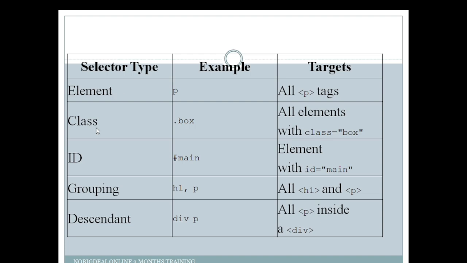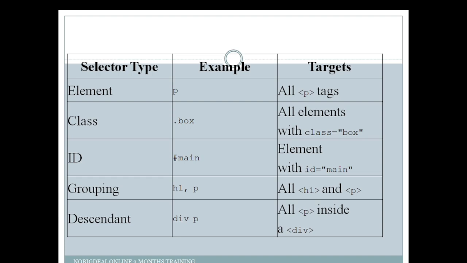The second selector is class. Class, that is all elements with class box. What do we mean by this? When you create a tag and you have a class inside your tags, maybe you have the same tags, but you want to classify them. So dot, then the name of the class, will be used. I know you will understand this better when we start our practical.